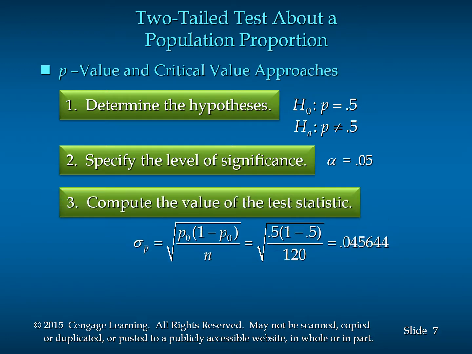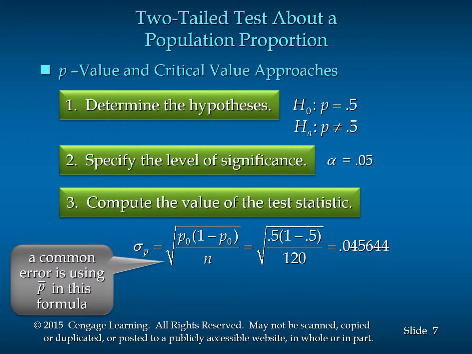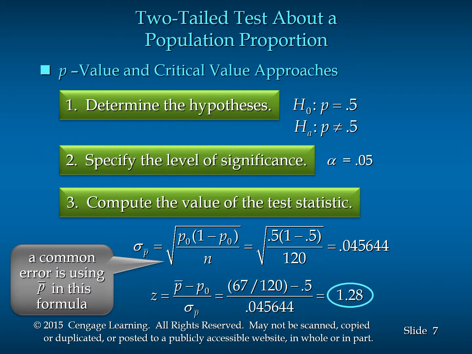Now, to compute the value of the test statistic, we first compute the standard error of the proportion to be 0.045644. We then calculate our z-test statistic, which is our sample proportion of 67 out of 120 minus our hypothesized proportion of 0.5, and we divide that by the standard error of the proportion, 0.045. We end up with a z-test value of 1.28.